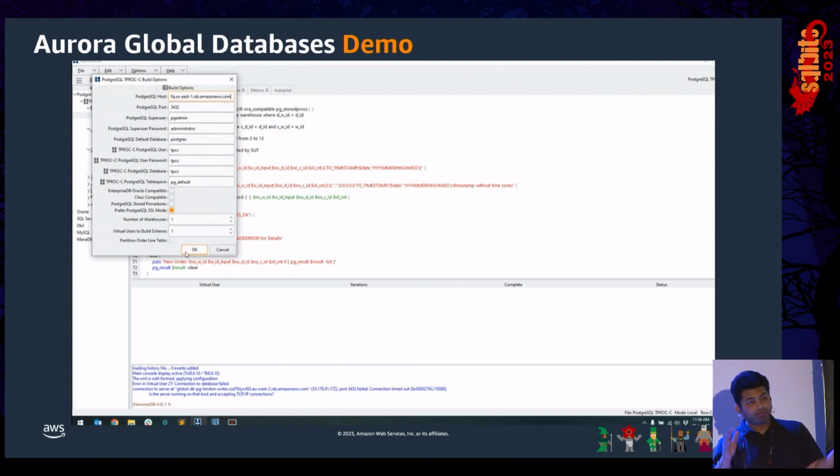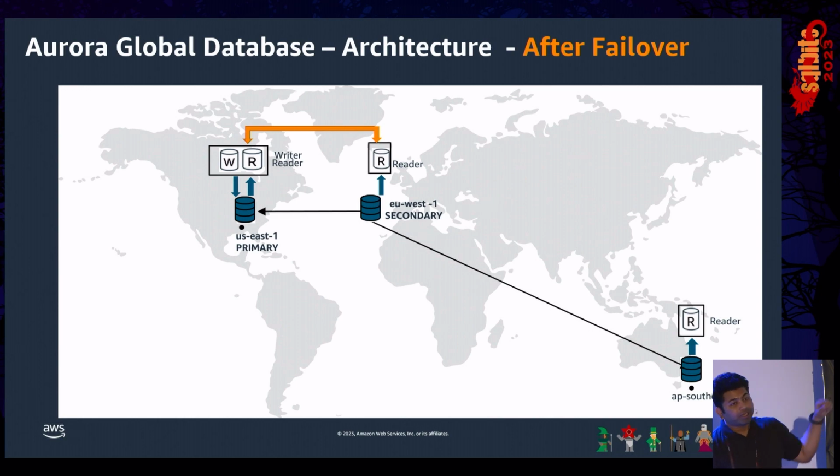So that way, we are able to see that from the primary London region, we are able to fail over to US East 1, North Virginia, and we were able to achieve this. So we were able to get the respective records across the globe within a matter of a few milliseconds.